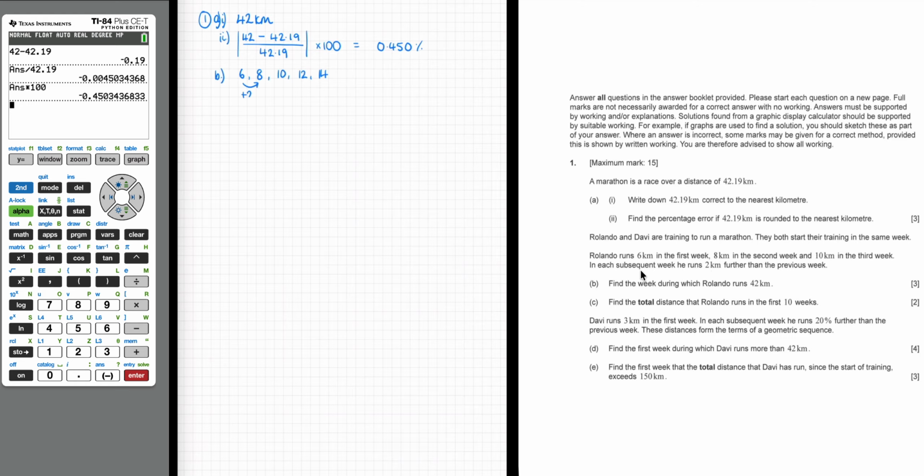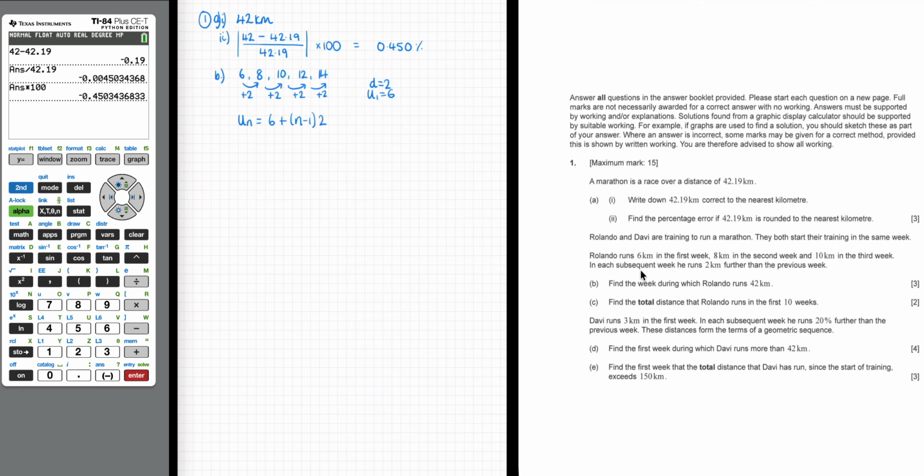So the first thing I could do is just remind myself that this is an arithmetic sequence where I'm increasing by 2 each time. So the difference there is 2. And we know that the first term is 6. So using our equation for an arithmetic sequence, or the nth term formula, I know that I have u_n is equal to the first term plus n minus 1 lots of the difference. The difference is 2.